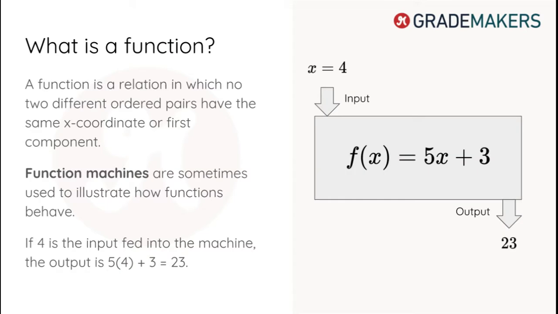And what is a function? Well, a function is a relation in which no two different ordered pairs have the same x-coordinate or first component. That's a very complicated way of saying that basically they act just like machines.